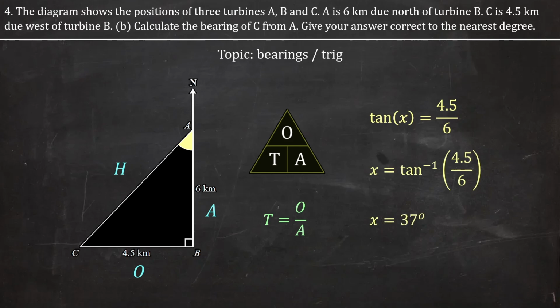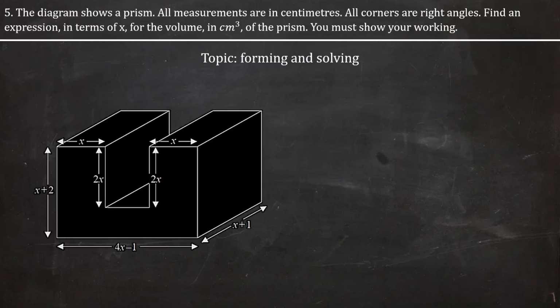However, that is the angle CAB, but that's not the bearing. The bearing always starts from the north. So the bearing is actually going to be this angle over here, from north all the way to the line AC. To find that, we're going to do 180 plus 37, and the final answer is going to be 217.